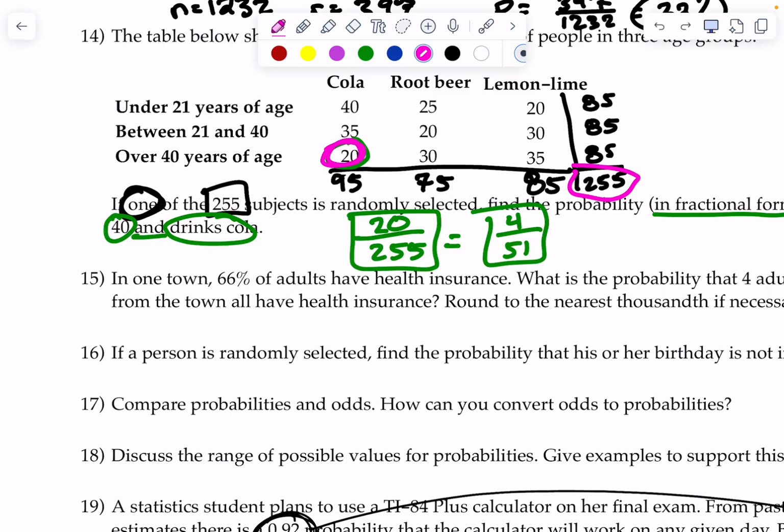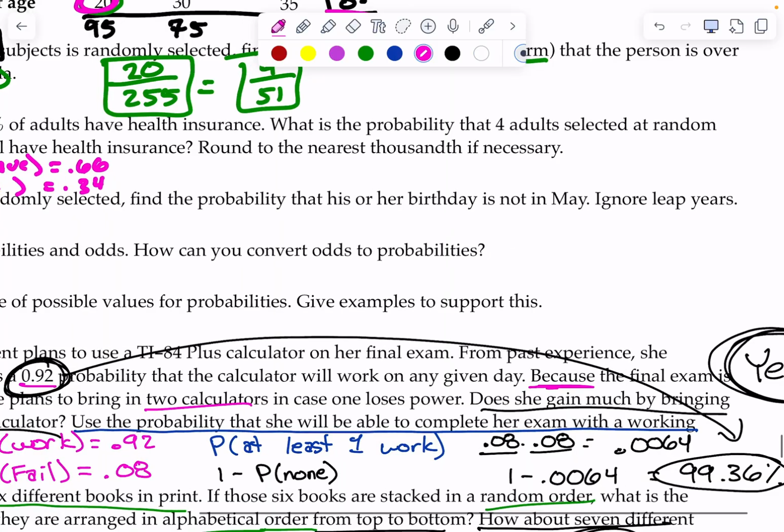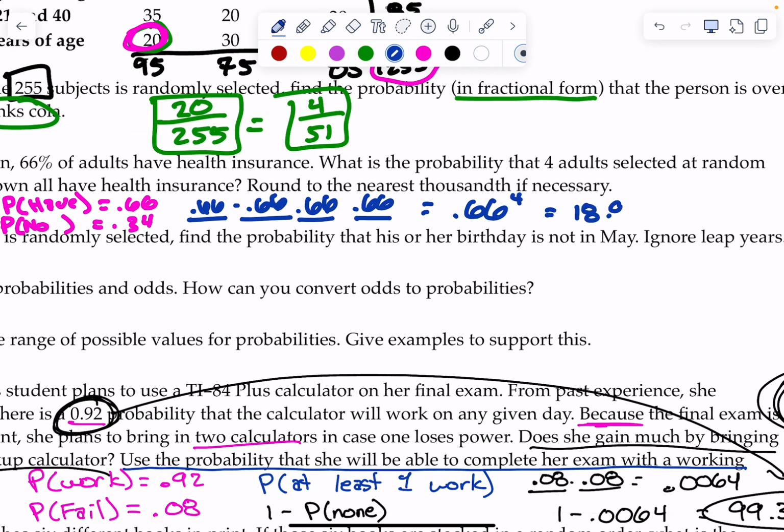All right, in one town, 66% of adults have health insurance. So the probability of having insurance is 66% or 0.66, and 0.34 for no health insurance. What is the probability that 4 adults selected at random all have health insurance? First person, second person, third person, fourth person. What's the chance that the first person has health insurance? 0.66. Second person, 0.66, and so on. So 0.66 to the fourth power is 18.97%, which is fine as a percentage.